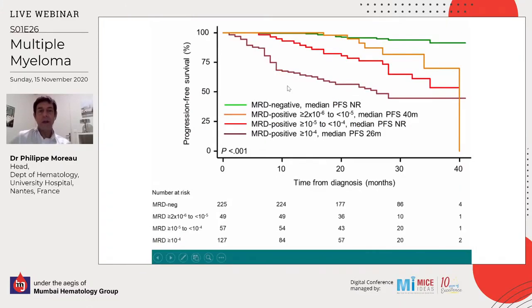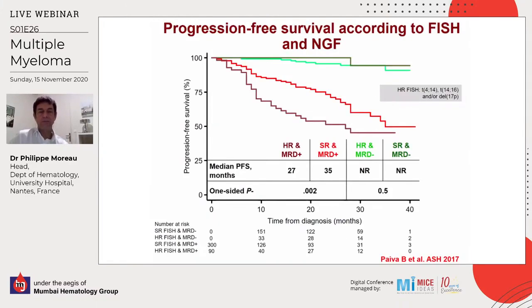They looked at the depth of response, and definitely they are also showing that when patients are reaching MRD negativity at 10 to the minus 5, 10 to the minus 6, we are able to segregate patients according to the depth of response. So this is a very important confirmation of the French study.